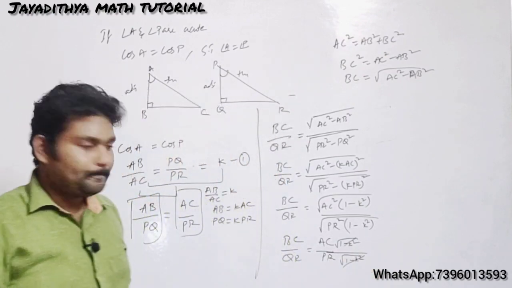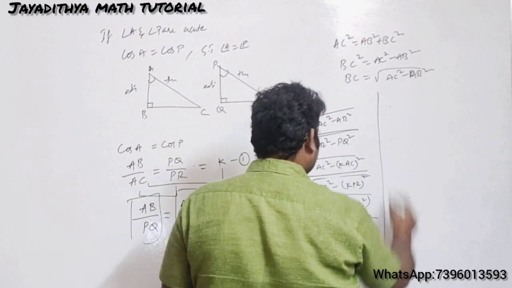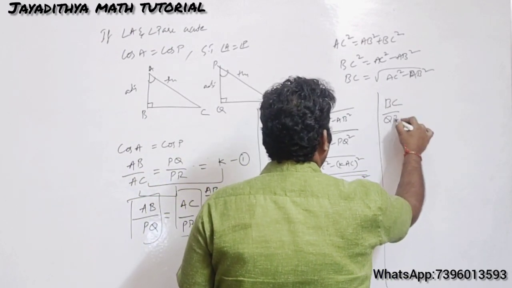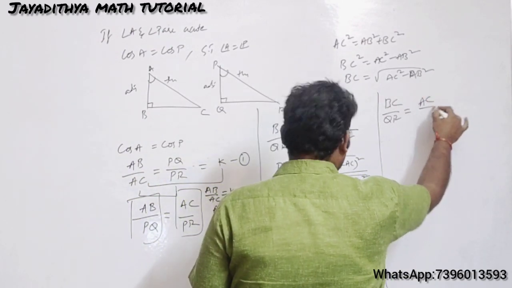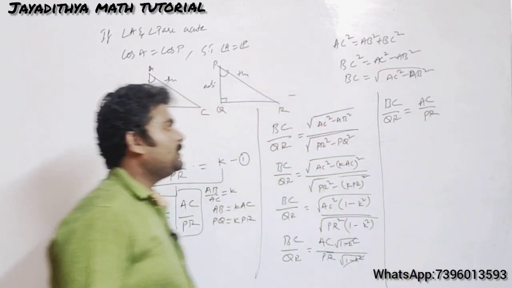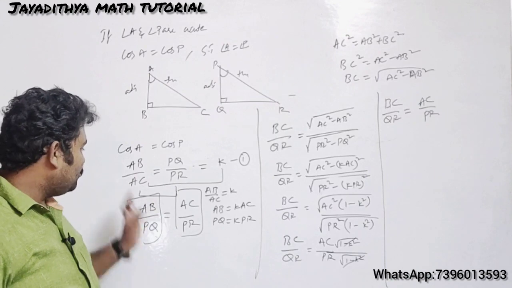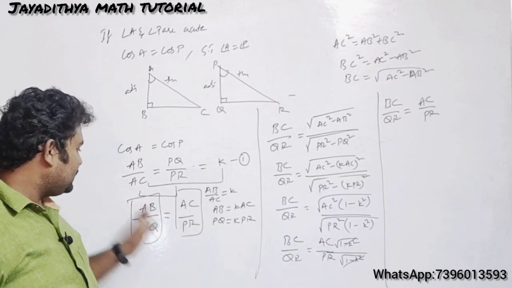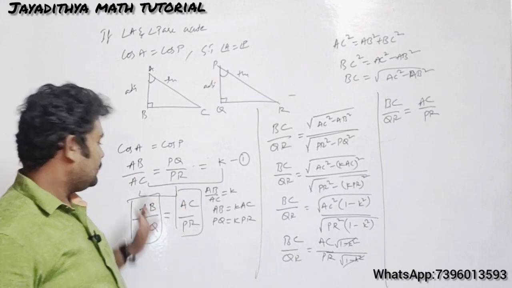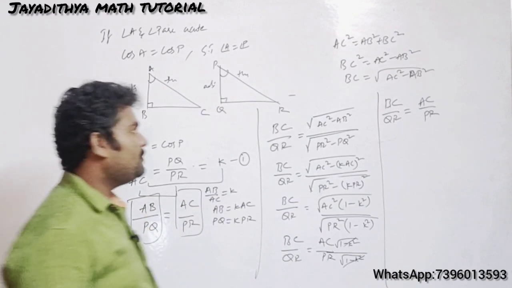So you can cancel this one now. If you cancel this, what happens here? So BC by QR will be equal to how much? That is AC by PR. BC by QR is equal to AC by PR. Already you have one more concept: AC by PR is again equal to AB by PQ.